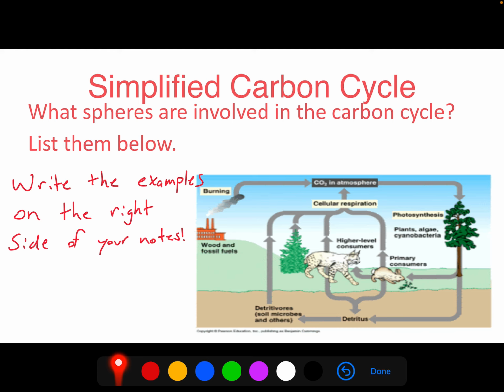So simplified carbon cycle, looking at that carbon cycle on the right of your notes, it says the diagram below is a simplified version of the carbon cycle. How many spheres are involved in the carbon cycle? And then you need to list an example from each sphere on the right. So go ahead and do that now. Think about the carbon cycle game. How many spheres were interacting during the carbon cycle game? And then using that picture on the right, write down an example of each: the atmosphere, the geosphere, the hydrosphere, and the biosphere. So pause the video right now, get that stuff on the right done, and then we'll jump back into the notes.